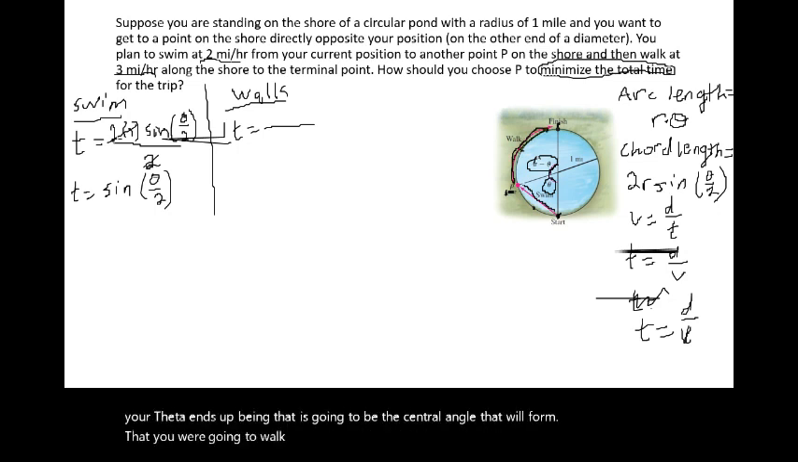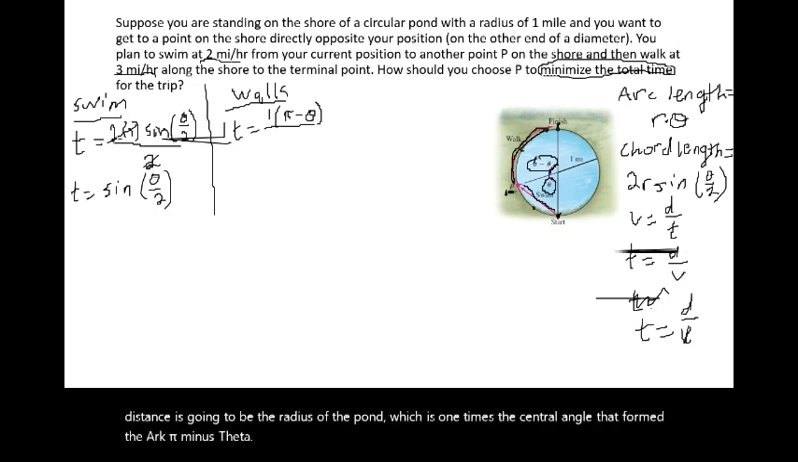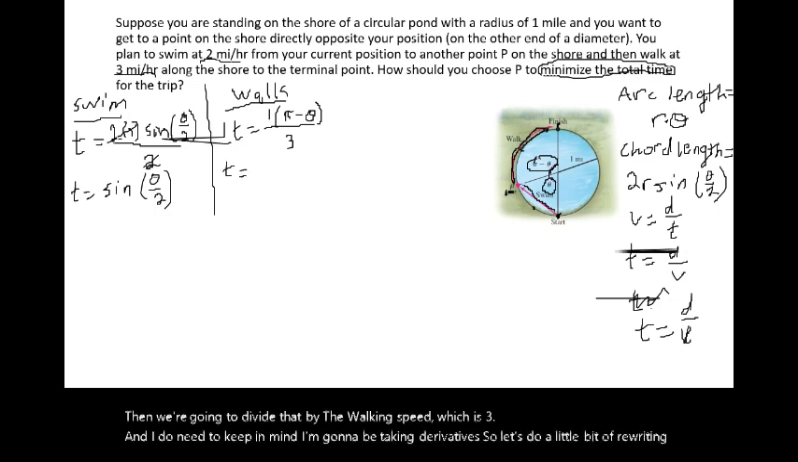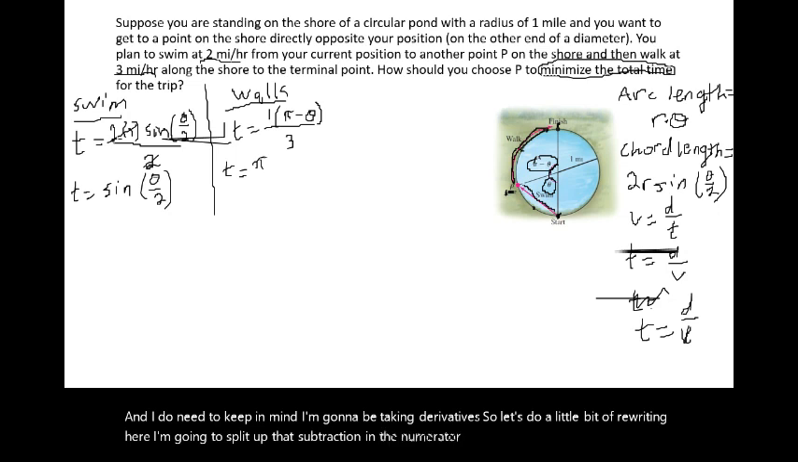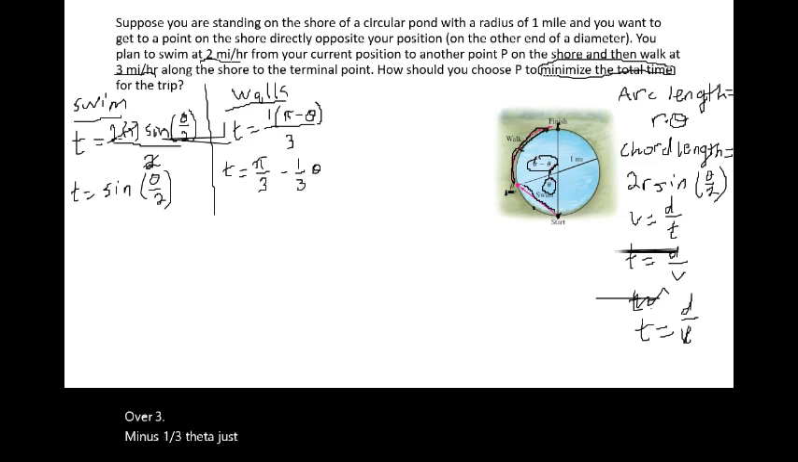So the total walking distance is going to be the radius of the pond, which is 1, times the central angle that formed the arc, pi minus theta. Then we're going to divide that by the walking speed, which is 3. And I do need to keep in mind I'm going to be taking derivatives, so let's do a little bit of rewriting here. I'm going to split up that subtraction in the numerator as pi over 3 minus 1/3 theta. Just doing a little bit of rewriting so that our derivative is not going to be that terrible.